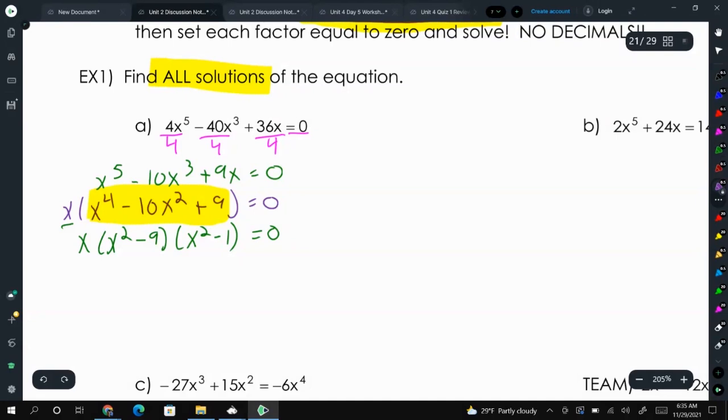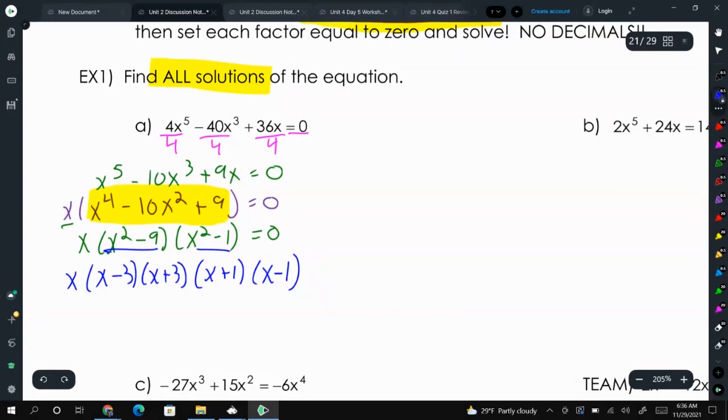Now we can factor these. These are both difference of squares. So this is going to be x, and then x squared minus 9 is going to factor to x minus 3 times x plus 3. And then x squared minus 1 is going to factor to x plus 1 times x minus 1.